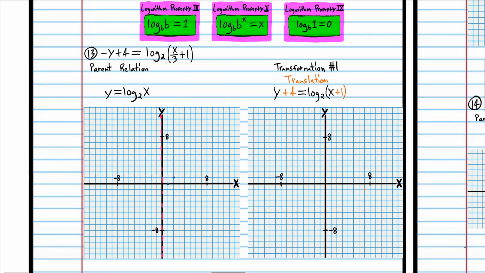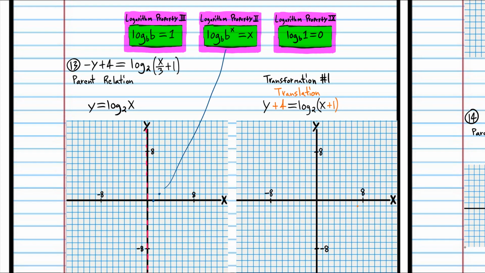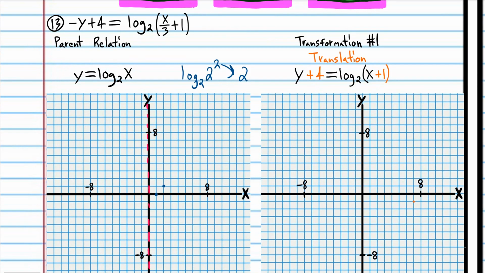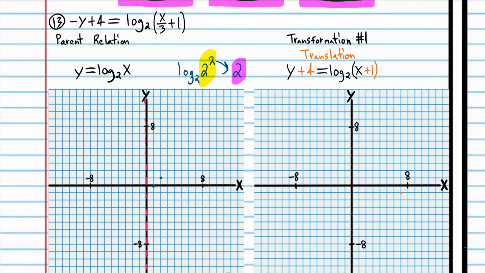And then we're going to plug in powers of 2. That's this property here. Plug in 4. 4 is 2 to the second power. So we have log base 2 of 2 to the second power. So that value is going to be 2. Plug in 2 squared, and you get 2. So 2 squared is 4. So we plugged in 4, and we get 2.